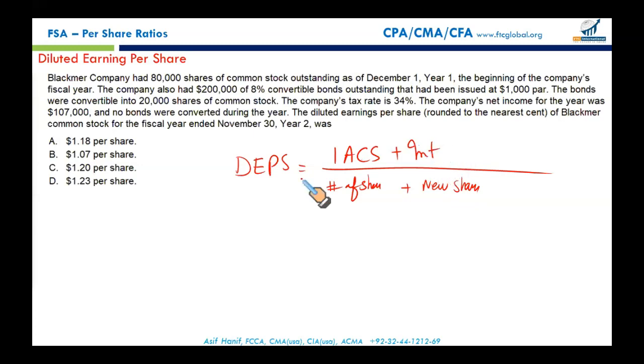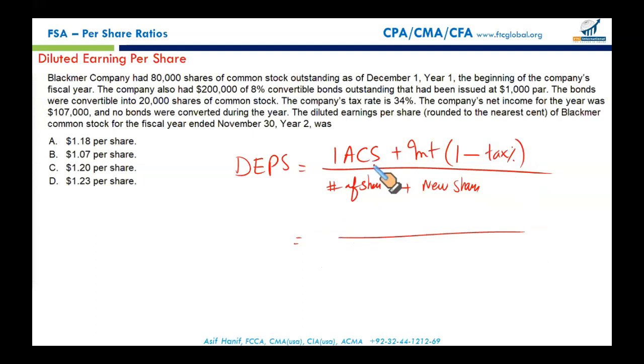The problem is IACS is an after-tax number. You can't add just the interest amount as it is. You have to bring it into the after-tax form, interest into 1 minus tax rate. I hope you would remember from the overview class. And then you are going to solve.